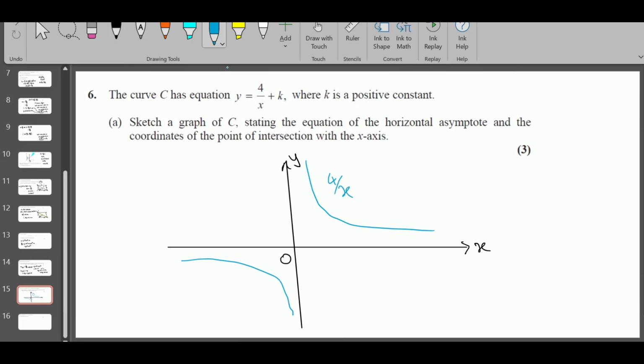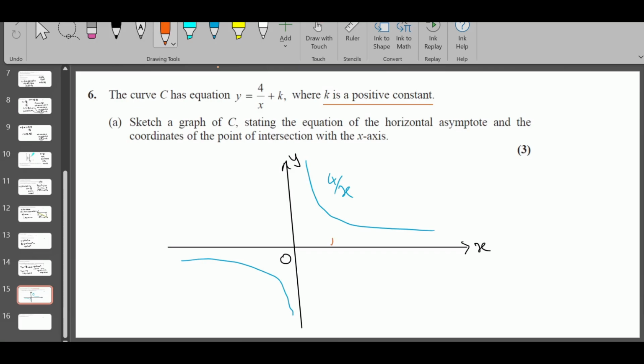When they say plus k, don't think that we need to move the graph upwards depending on the value of k. If k is positive, we move upwards. If k is negative, we need to move the graph downwards. So just because it's plus k, don't think that it's a translation upwards. That's when you need to read the question carefully. It's clearly mentioned k is positive. So we are going to move the graph upwards k units.